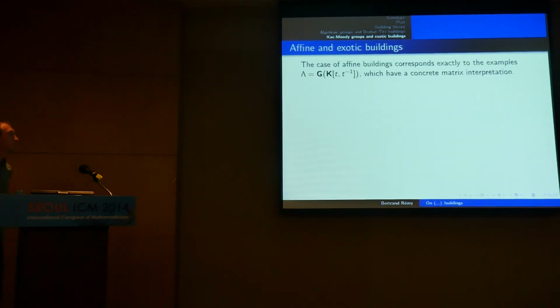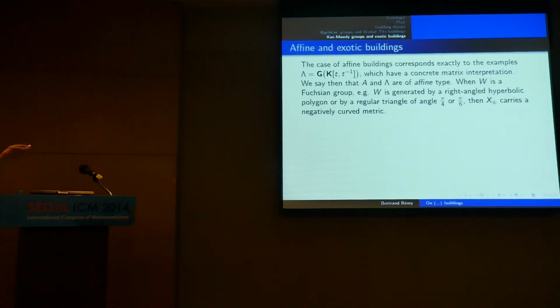So let's play with this, and again, let's go back to this misleading example, which I will call affine types. But if you have in mind the pictures I drew at the beginning, you may also wish to have buildings in which the apartment is given by a Fuchsian tessellation, typically a triangle with angles equal to pi over 4, pi over 6, or possibly a right-angled polygon with at least five edges. And then this is also available.